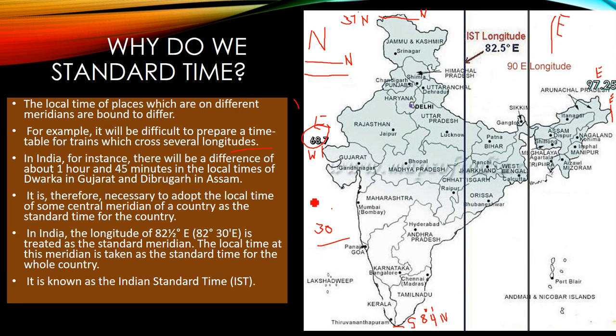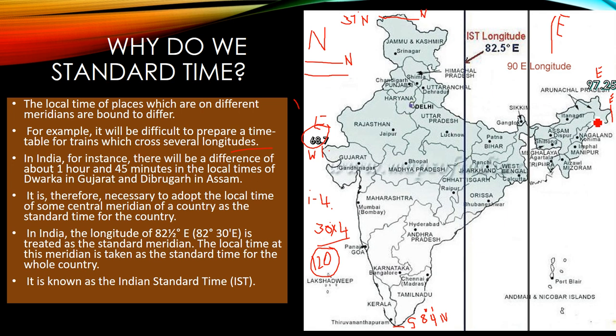Nearly, if you take 1 degree 4 minutes, 30 degree would be 30 into 4, that is 120 minutes. So we will have the difference of nearly 2 hours in India. Here it is 6 a.m., so here it will be 8.